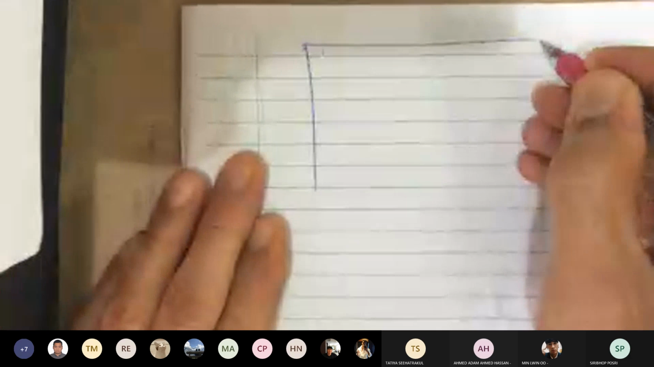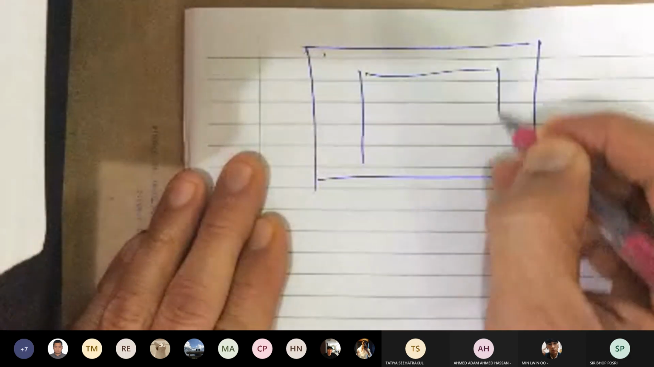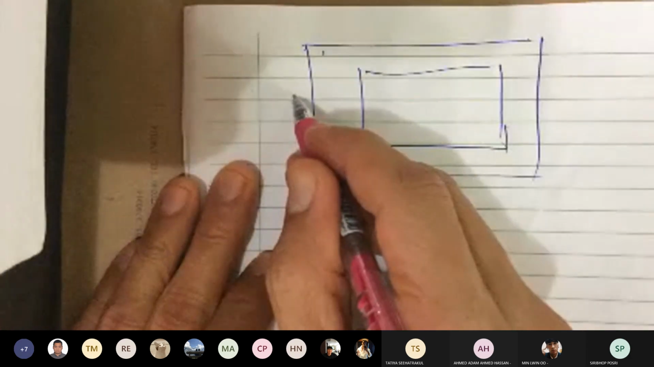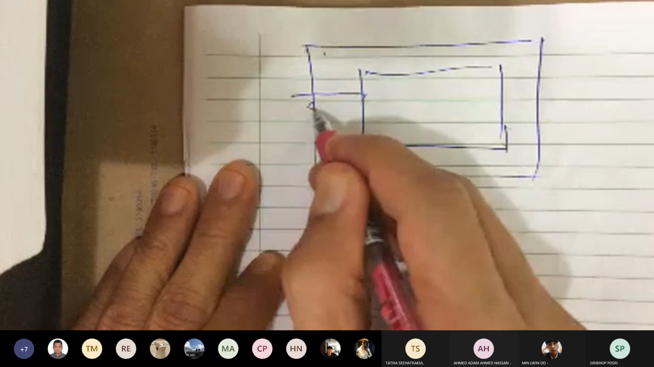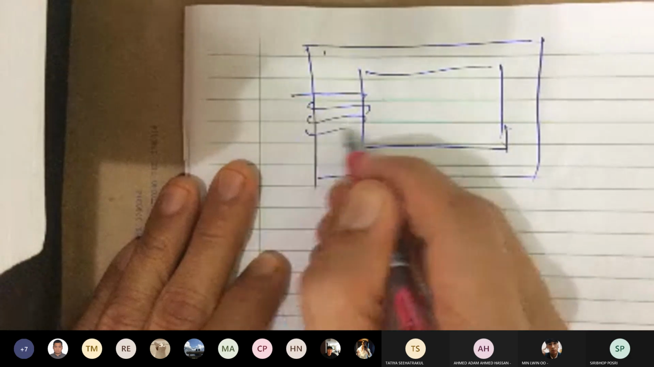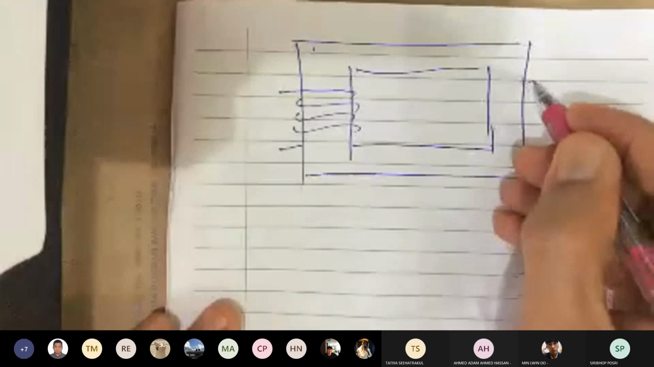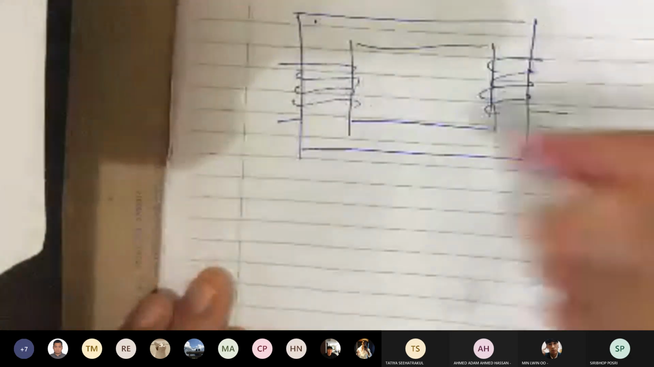Okay, this is your core, right? If you have the problem, look at it, and then you can come back here. Coil A, the drawing matters. Look at the drawings of the curly wire. Which one overlaps which?